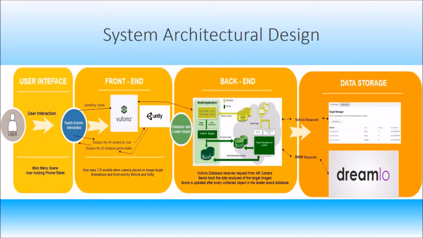Now when looking at the back end, the target images stored in the Vuforia database are used as a reference by Unity to display appropriate game objects. There is also an online leaderboard service called Dreamlo, which is used to store the scores of all users of the game. Unity then displays the top 10 scoring users in the leaderboard.